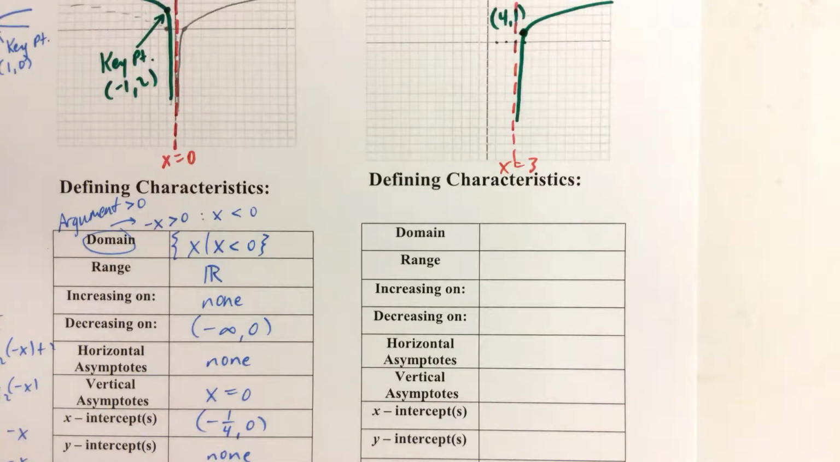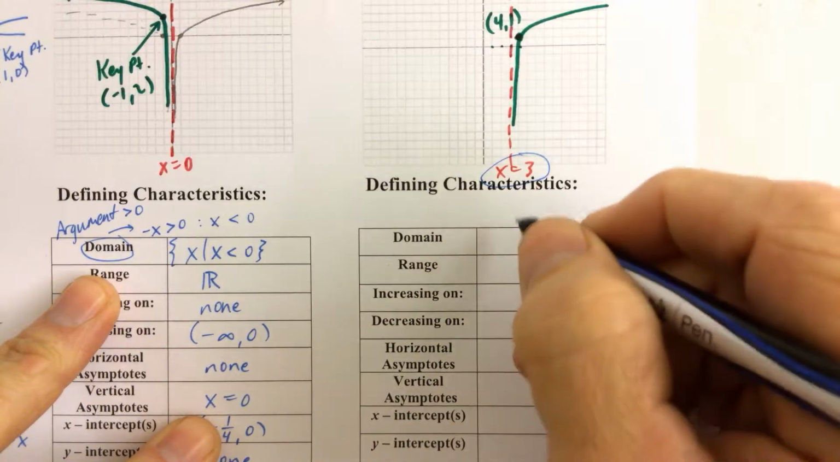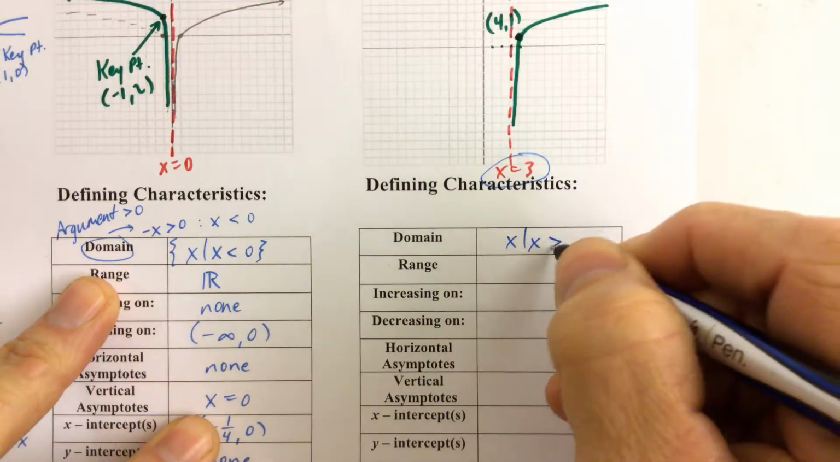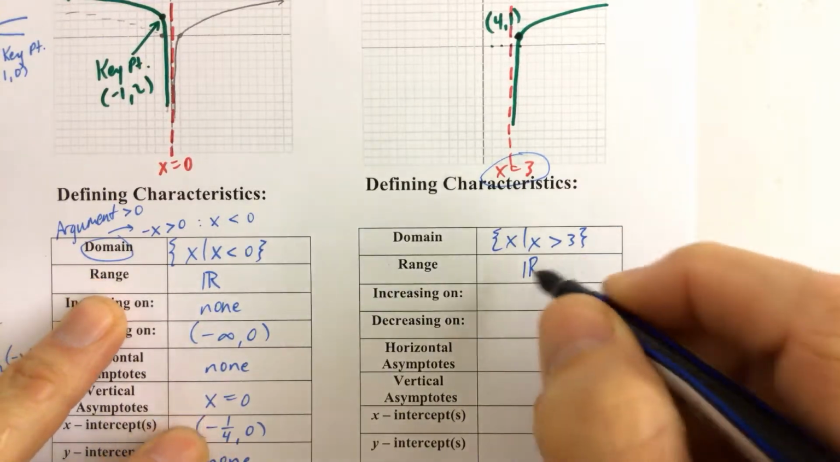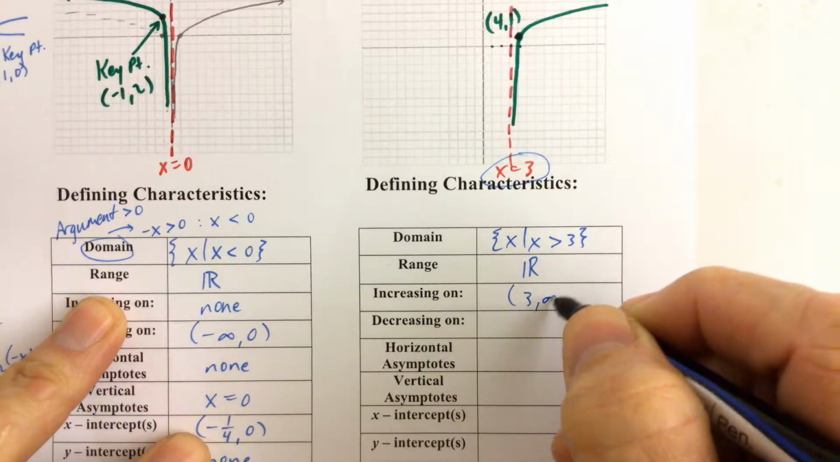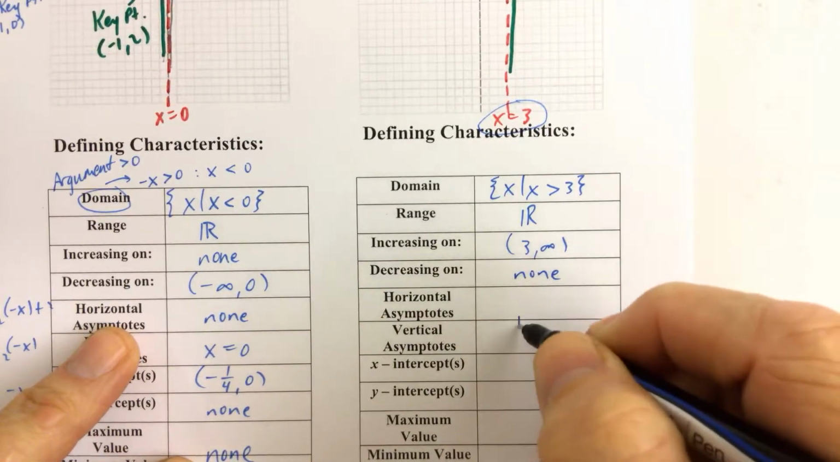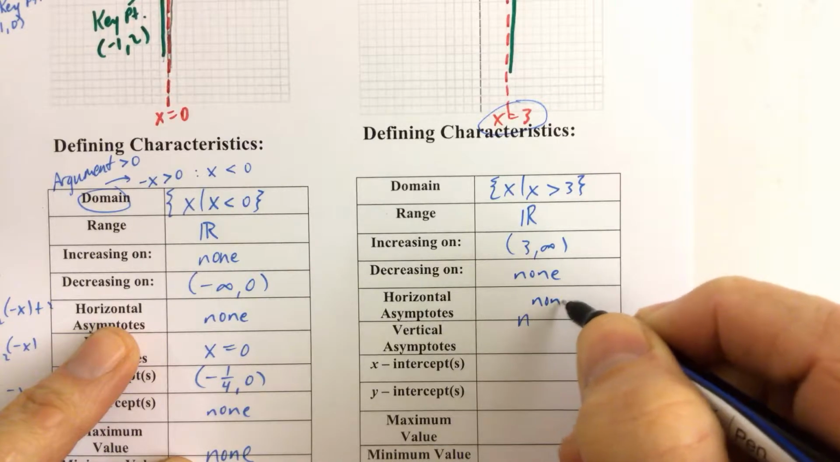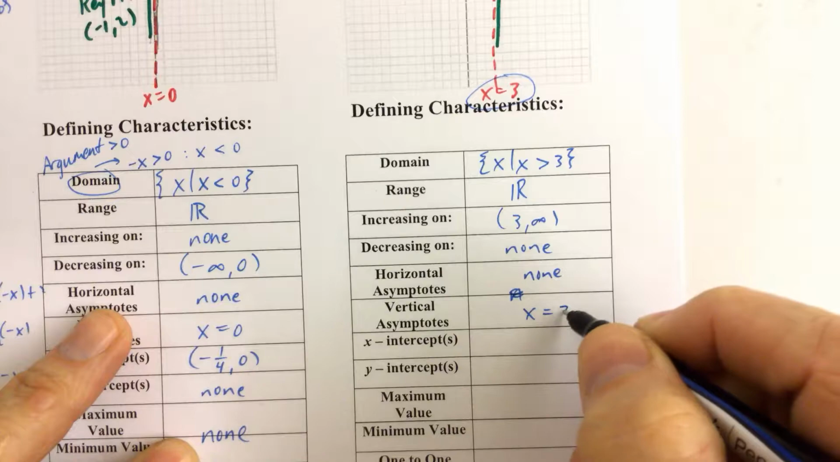In fact, never do you have a vertical asymptote in which part of the graph is touching it. Domain: if you know what to look for here, we could see that all the x values have to be greater than that vertical asymptote. All the x values such that x is greater than 3. The range is always all real numbers. We could see that the function is increasing for all values of x greater than 3, decreasing nowhere. No horizontal asymptote, but we do have that vertical asymptote of x equals 3.